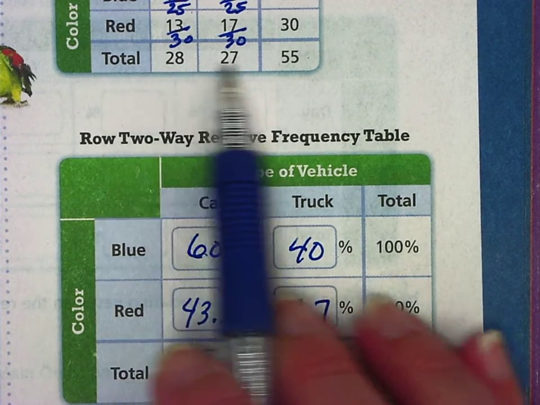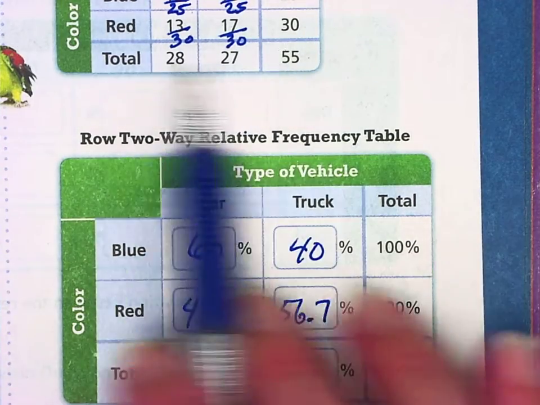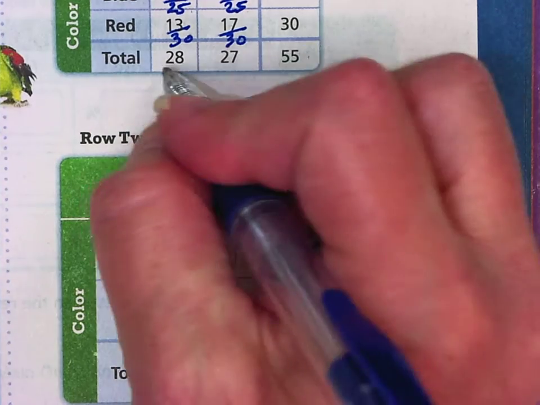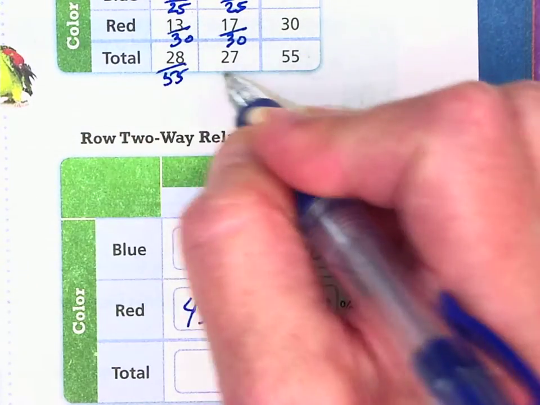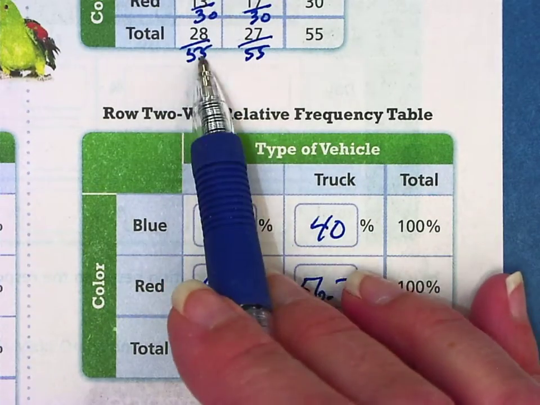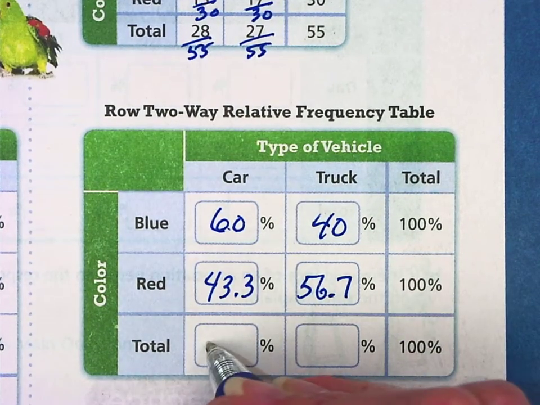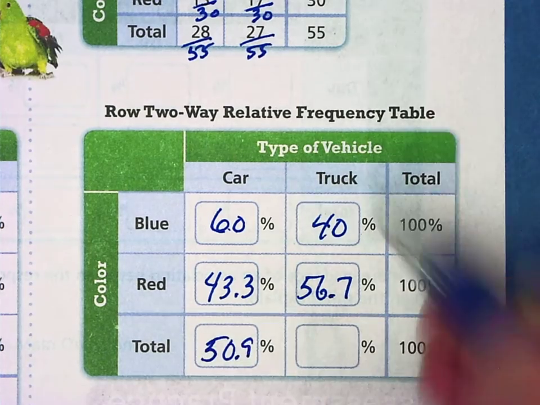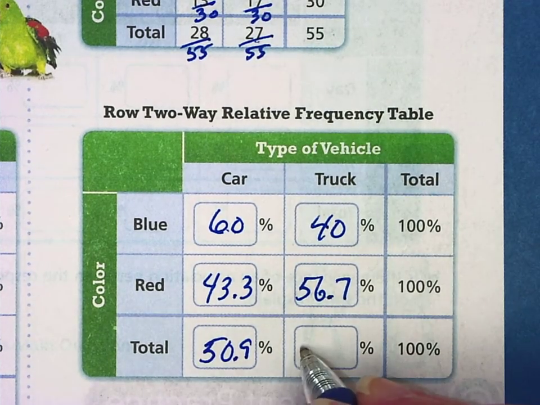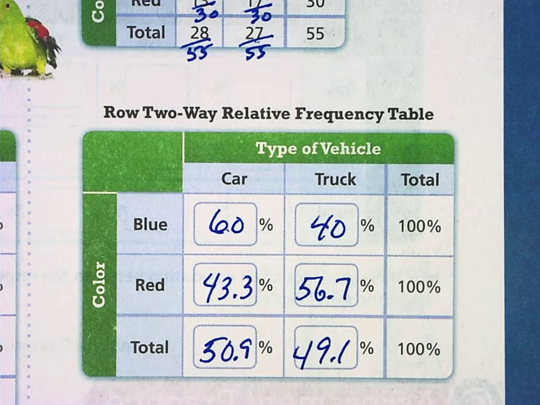Okay, now we're going to take the last row. Again, we're looking at this by row. We're dividing every number in each row by that row's total. So 28 divided by 55, and 27 we're going to divide by 55. Okay, so when you take 28 divided by 55 and round that, you're going to get 50.9. 27 divided by 55 would be 49.1. And then notice this plus this is going to add up to 100.